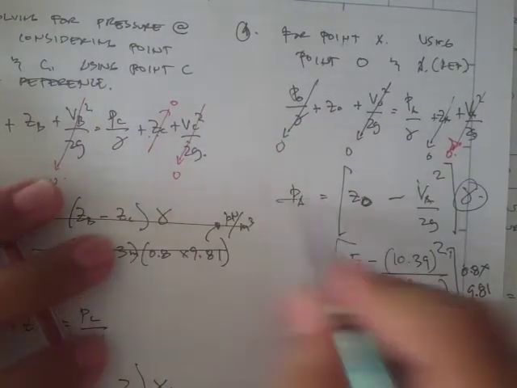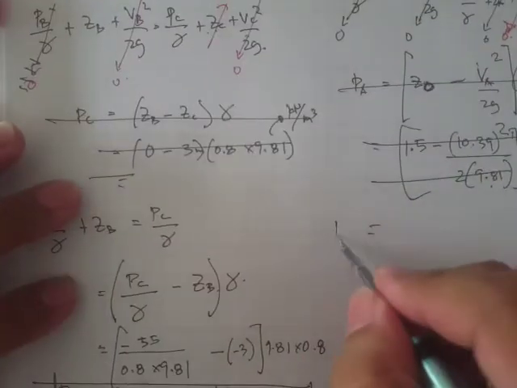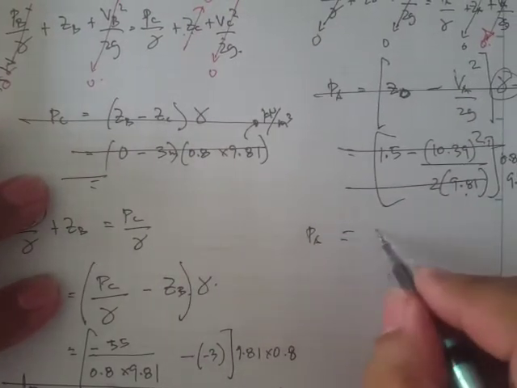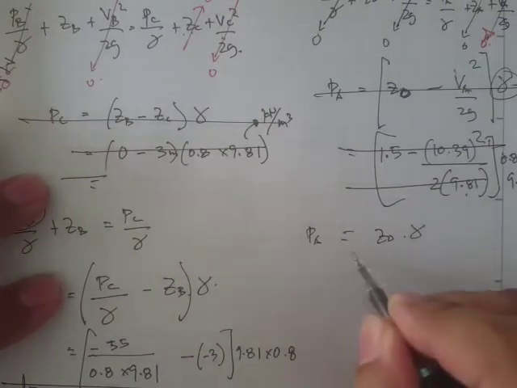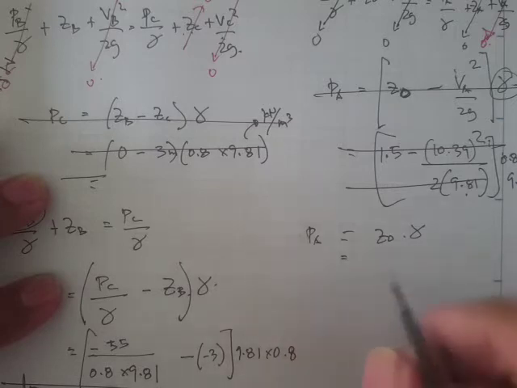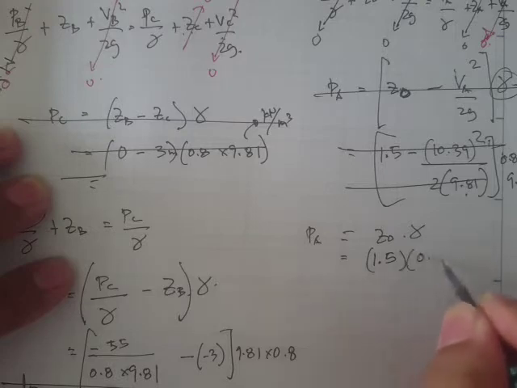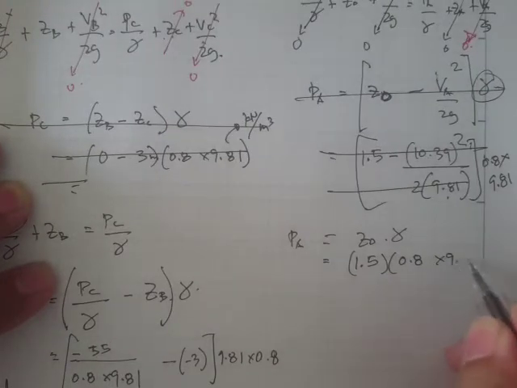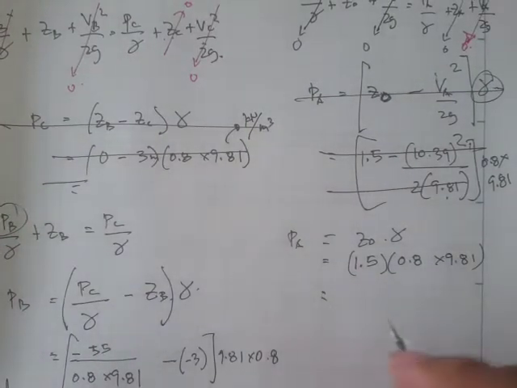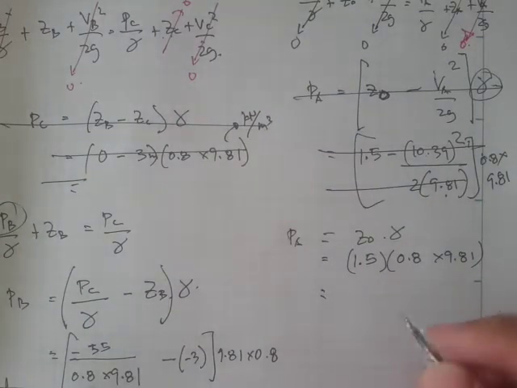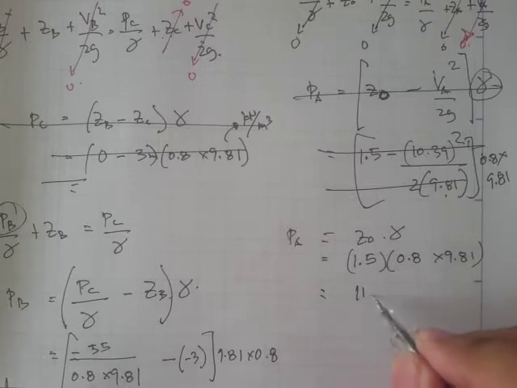So if you rewrite this, P sub A is simply Z sub O times the unit weight. It's just the hydrostatic equation. So Z sub O, that's 1.5 times the unit weight, 0.8 times 9.81. That's equal to 11.7. Positive 11.7 kPa gauge pressure.